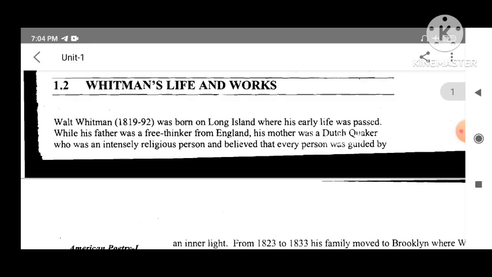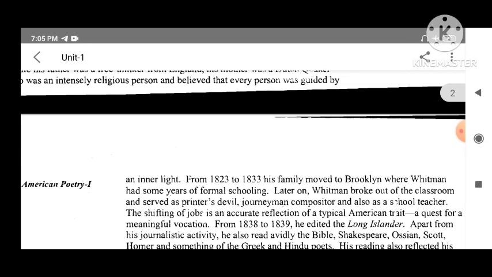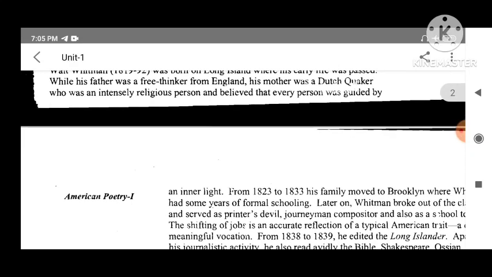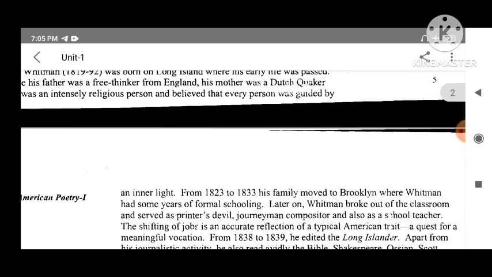Walt Whitman, 1819 to 92, was born on Long Island where his early life was passed. While his father was a free thinker from England, his mother was a Dutch Quaker, an intensely religious person who believed that every person was guided by an inner light. So his mother was very pious, a Dutch Quaker, and his father was a very free thinker from England. Okay, so a person guided by inner light.